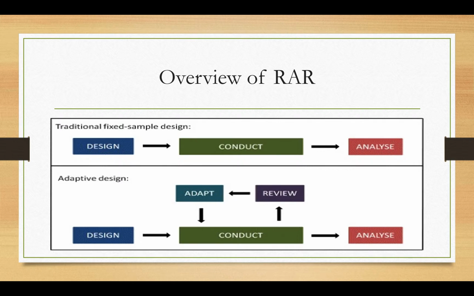As you can see in this graph, the top one is the traditional fixed sample design, which is you design the study, you conduct a trial, and then you analyze the data. However, in the adaptive design, same thing, you design a study. As you conduct the trials, you will review some of the outcome, and if adaptive randomization is needed, you'll make those changes, and then you continue conducting the study and analyzing the data at the end.